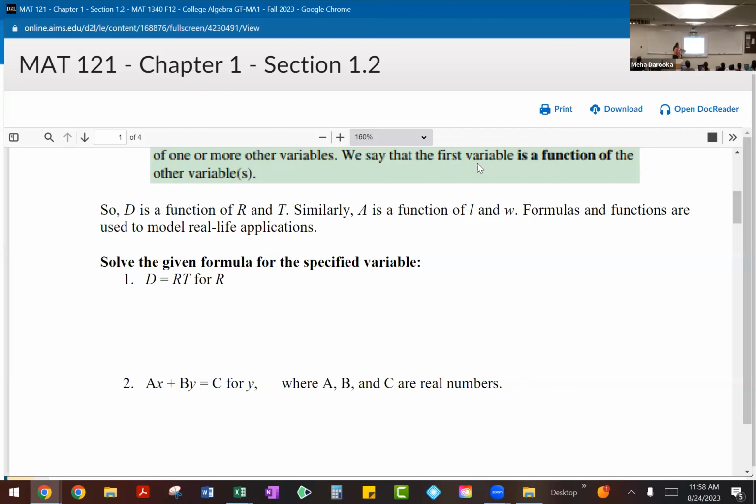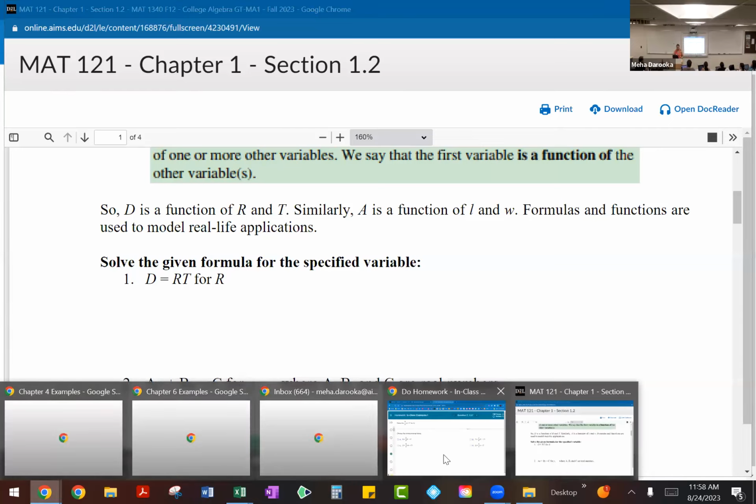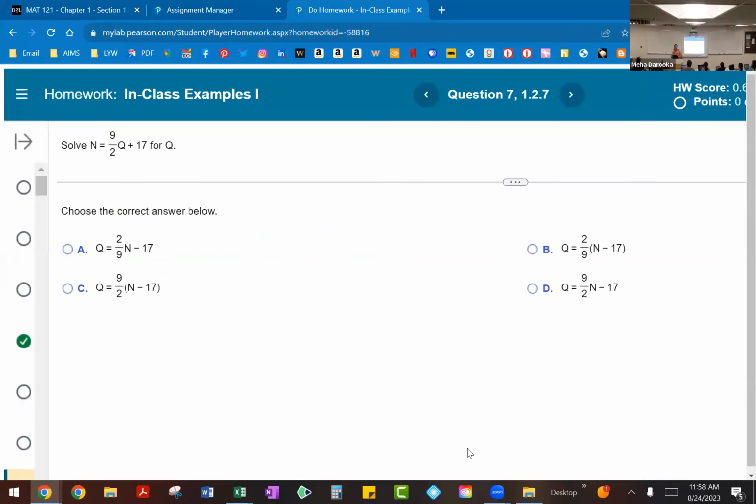So here they're just asking you to rewrite the formula so that you know how to rearrange them. When they're saying solve the formula for r, it basically means r would be your unknown value and you would know d and t. So how would you rearrange it and how would you solve it? And that's what this question was here. They're giving us n equals 9/2 q plus 17, and they're asking us to solve for q, which means get q by itself, move everything else to the other side. So let's take a look at how we would rearrange this.